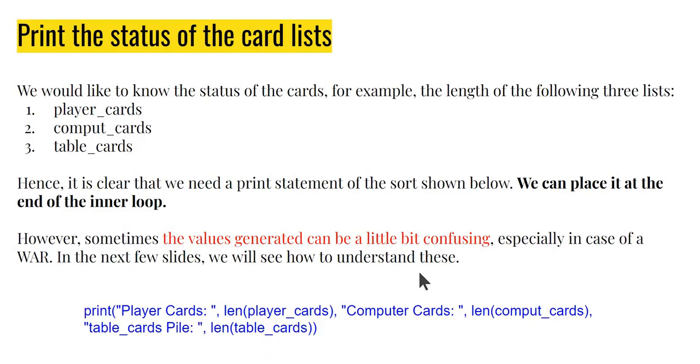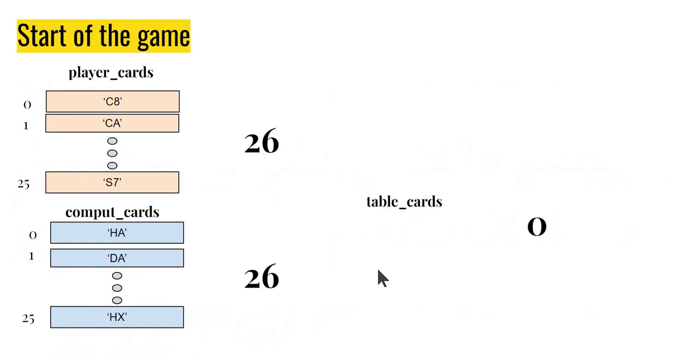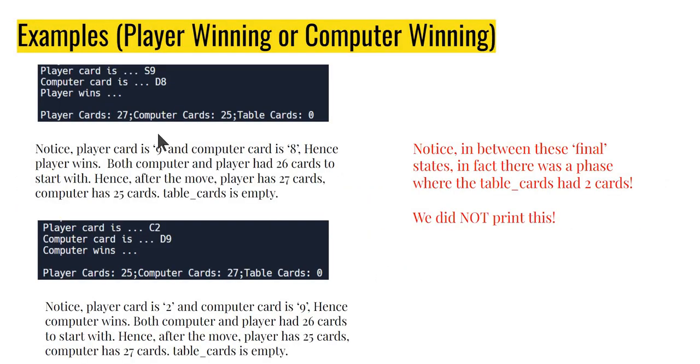Let's see this a little bit more carefully here. Like I said, in this case, 26, 26, player won, and player ends up with 27 cards, and the exact reverse over here. However, there's a very important point to keep in mind: in between these stages, remember we are printing this at the end of the inner loop. In between this, there is one phase where the table cards had two cards, which was the two cards that have been put out here. At that point, in this first move, both of them had actually 25 cards. And these two table cards went to the player and hence it became 27. But the point is we are right now not printing this.